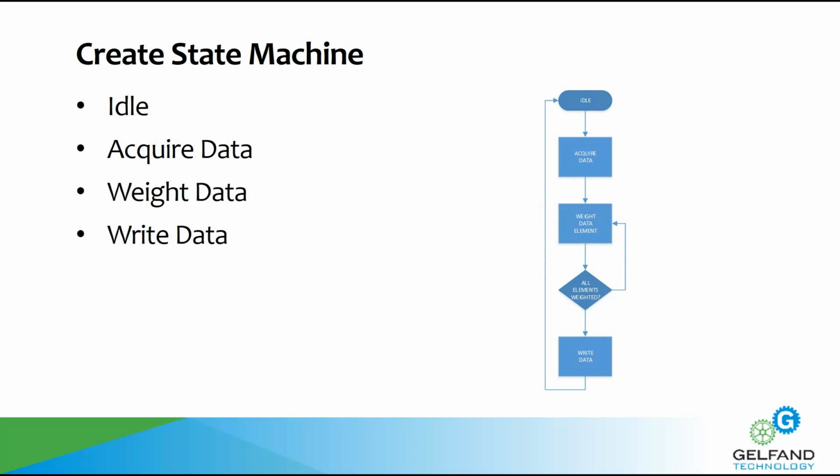Now then I went about creating my state machine. So I have an idle state, I don't have any data, I don't have new data. I have an acquired data state, so my A to D just gave me a new set of values. I have to weight the data. And what I did was, because it's now a state machine, I don't weight all the elements. I iterate through and weight an element, put it in an accumulator, check, have I weighted all of my elements? If yes, I go to my accumulator and finish and write my data out. But if I haven't, I go back and weight the next element, weight the next element, weight the next element.